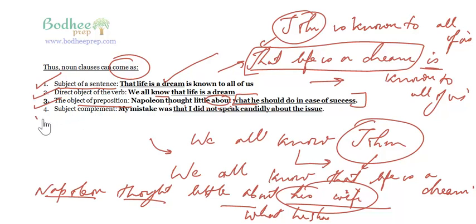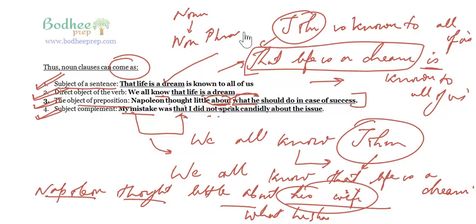Right? So subject complement, my mistake was that I did not speak. So basically, what was my mistake? My mistake was this. So this is complementing the subject. This is basically object of the preposition, about what? So the noun clause can be a subject of a sentence, it can be direct object of the verb, it can be the object of preposition, it can be the subject complement. So we must understand the noun clause. A noun phrase might replace a noun, and a noun clause might replace a noun phrase.